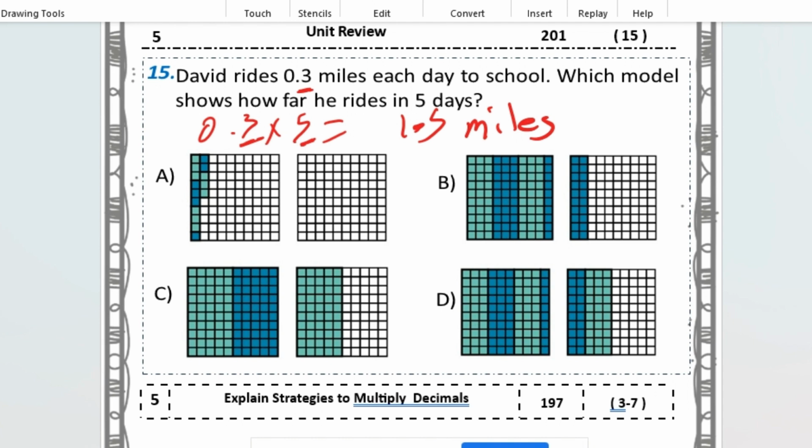Now this one, is this 1.5? No, this is 15. This represents 0.15. Okay, this one is 1.2. So this is also wrong, because this whole square is 1, and this is 2 out of 10, so 1 and 2/10. This one is 1, and this is 1, 2, 3, 4, 5, 0.5. 1 plus 0.5 is 1.5, so this one is correct.